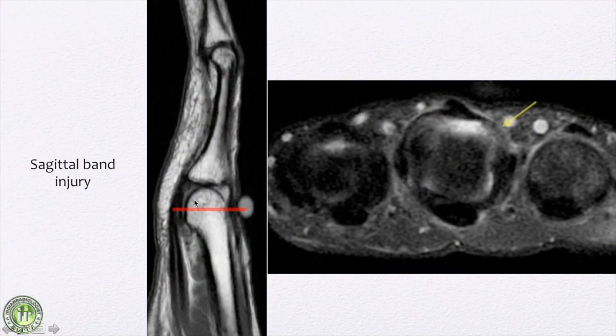So here at the level of the metacarpophalangeal joint, you can see that this sagittal band, which is the radial sagittal band, is normal. And the ulnar sagittal band, you'll see, is not completely torn, but it has an intermediate grade injury where the band itself is thickened, hyperintense signal is there within it, and there is soft tissue edema around it. So whenever you see a complete fluid signal, you know that it is a complete tear. Rest, you can grade into low, intermediate, and high grade injuries depending upon the appearance and eyeballing.